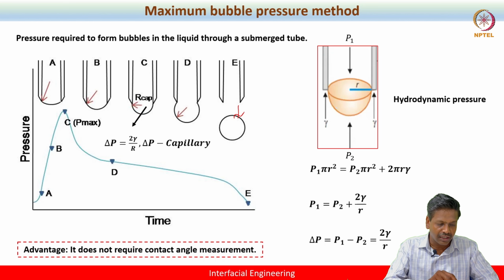So basically, whenever we purge gas through the tube, which is submerged in the liquid, at the end of the tube it forms a bubble. As the pressure increases, the bubble grows. But at some point, the radius of the bubble is the same as the radius of the capillary tube. At that point, one would capture the maximum pressure.